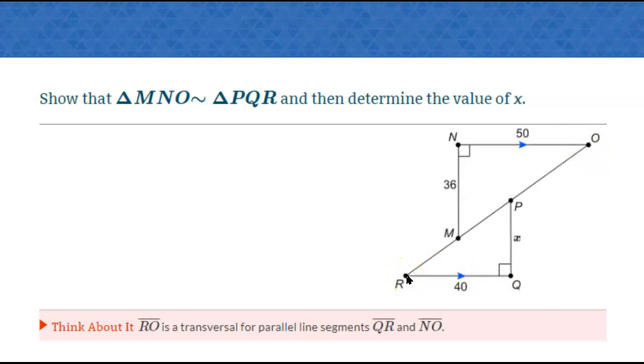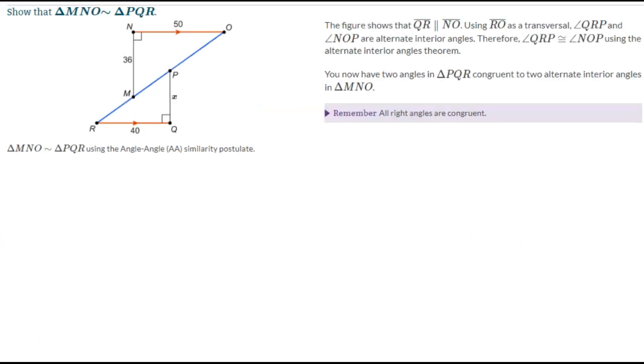That means that they line up together, right? And also we see that RO is the transversal. So this gives us all kinds of rules because we have a parallel line with a transversal. The figure shows that QR is parallel to NO, which we just determined, using RO as the transversal. We see that angle QRP and angle NOP are alternate interior angles.